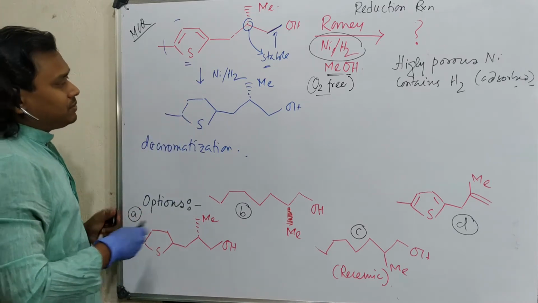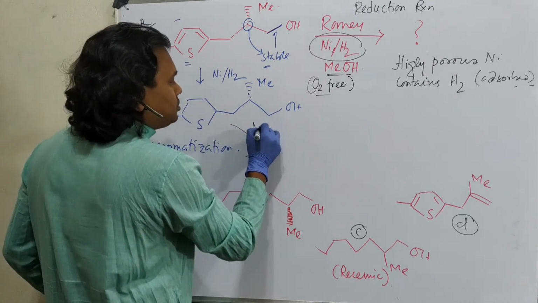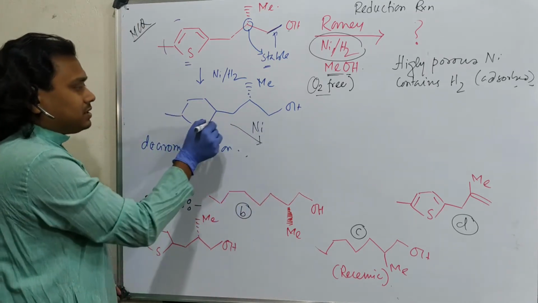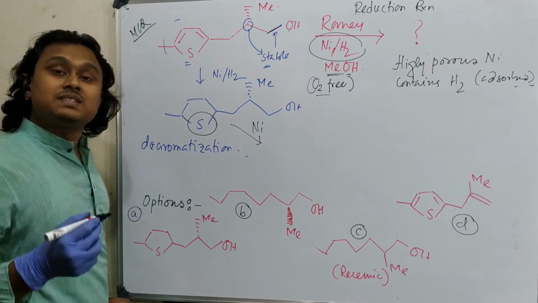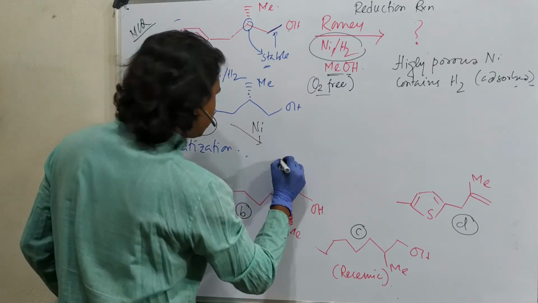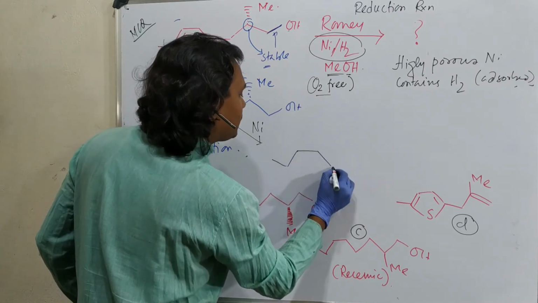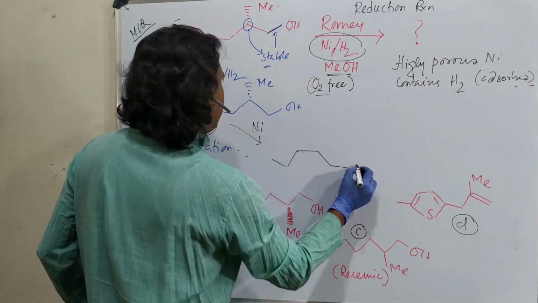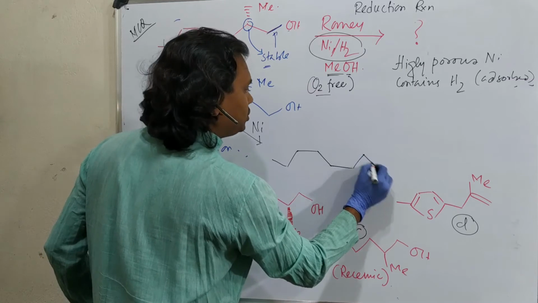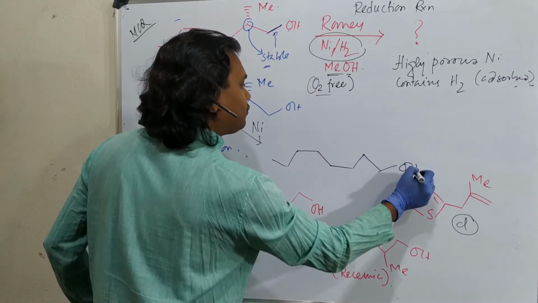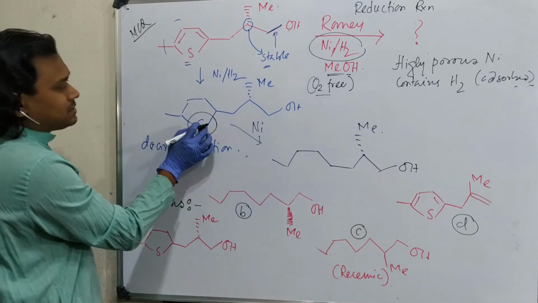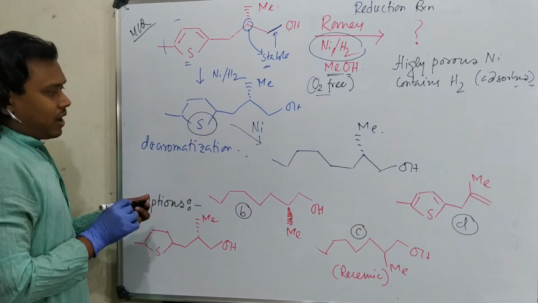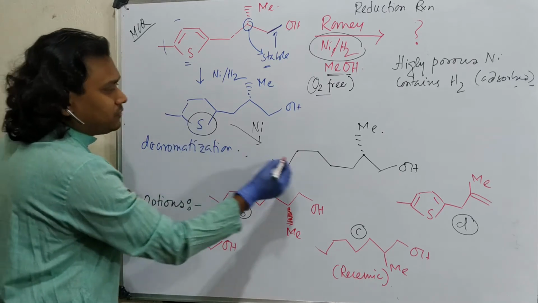Now next step, what happens? This reacts with nickel and this sulfur is removed. This is reductive desulfurization, means reduction as well as removal of sulfur. And students, I always recommend you that try to write everything as it is. What do I mean by that statement? See, sulfur is removed from this side. So I recommend you just read and write in this way.